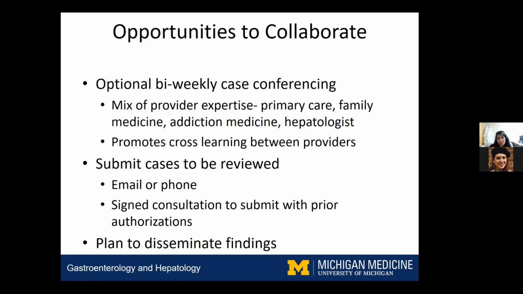And it's really been a mix of providers coming together: primary care, family medicine, addiction medicine, and hepatologists as well. You can always submit cases to be reviewed. Happy to review cases by email or by phone. We actually use a templated form that's really easy to fill out. It's 1 page, and signing a consultation to submit with your prior authorizations, which by and large for your preferred pangenotypic MAVRIT option, you will no longer need. Our plan is to disseminate this finding and this model so that Michigan can really be a role model for other states in terms of where to go with building capacity.